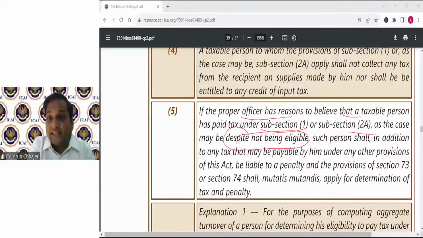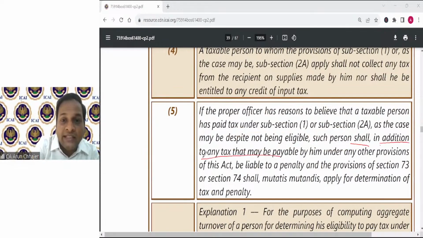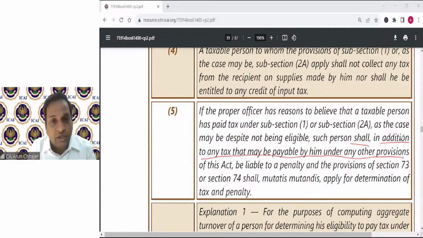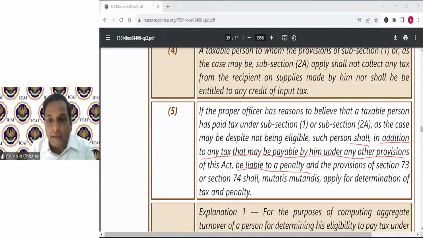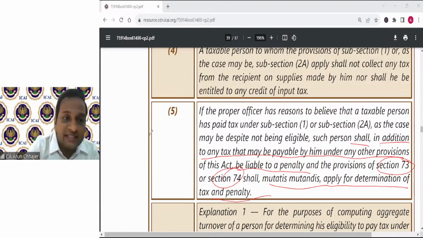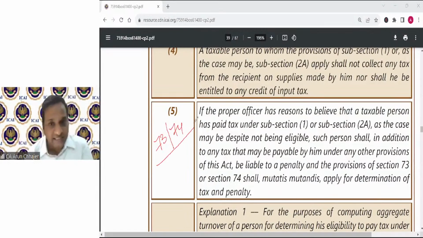And that officer has reason to believe. Then that person who has taken the registration under composition shall, in addition to any tax that may be payable by him under any provision of the act, that is, the actual tax rate, be liable to pay the penalty, and the provisions of section 73 and 74 shall mutatis mutandis apply for determination of the tax and penalty. So section 73 and section 74, these are the two main sections.